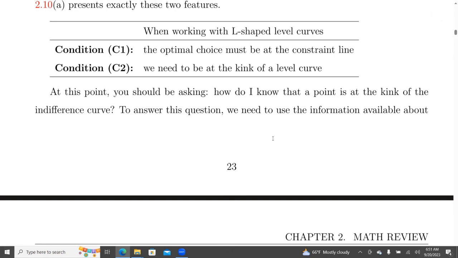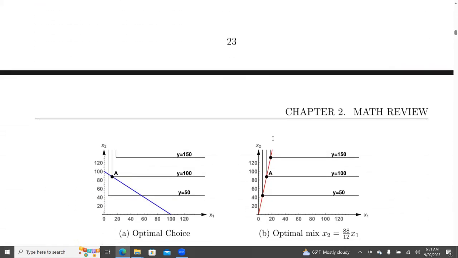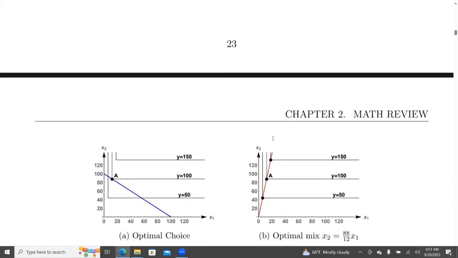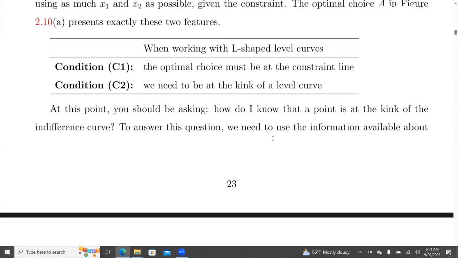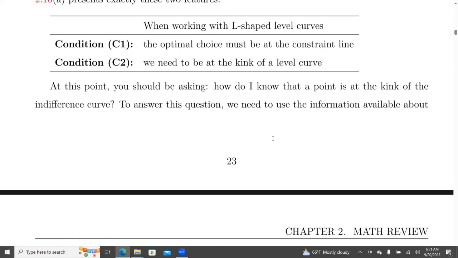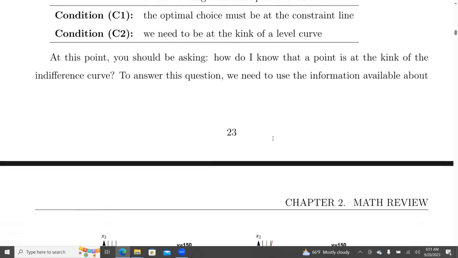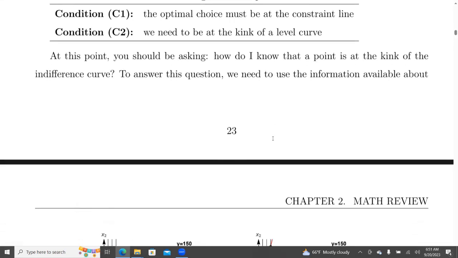Every single one of these graphs, the optimal choice, the maximum, has to be, remember the maximum, we're looking down from a bird's eye view. So the maximum is on a three-dimensional graph. Maximum is always on the constraint line, and we need to be at a kink. So it's kind of silly because it's very obvious here.